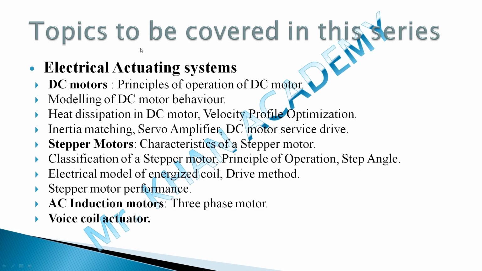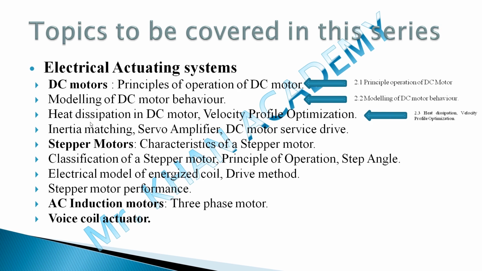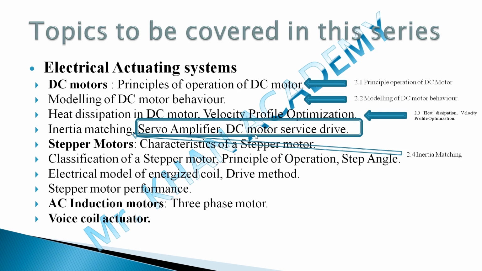Now let's see how much of the topics I covered in second series and how many topics are left. 2.1 principle of DC operation is already completed. Modeling of DC motor behavior is also completed. Heat dissipation in DC motor and velocity profile optimization is also covered, that is 2.3. 2.4 inertia matching, I covered just previously. Initially I thought that before starting this series I would cover all these three bits in a single video, but now I understand that inertia matching is a very important and very lengthy topic, because of that I made a separate video. And I'm making a separate video on servo amplifier and DC motor servo drive, which is going to be covered in this video.